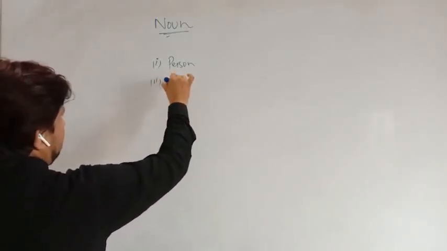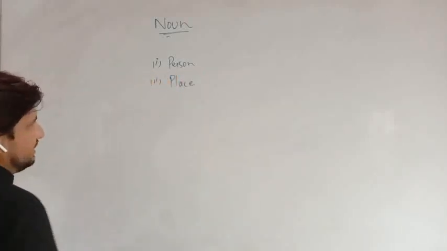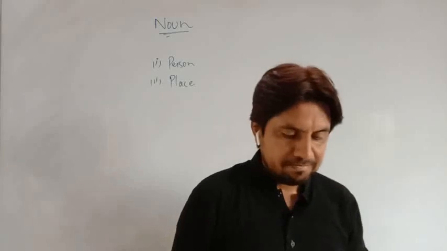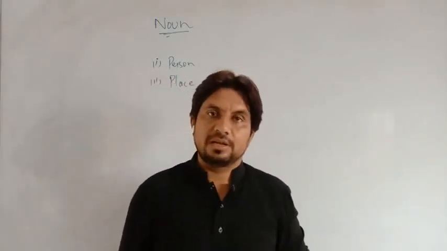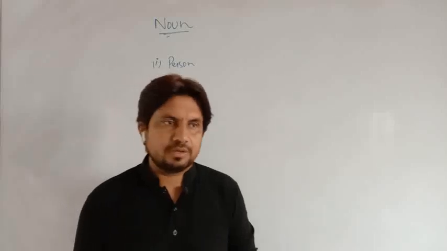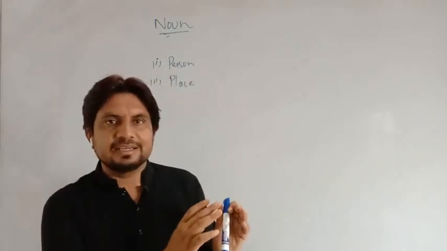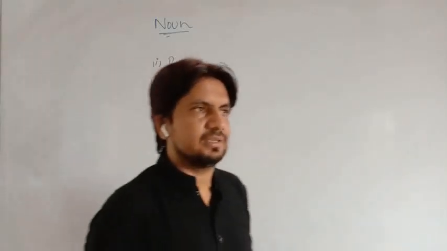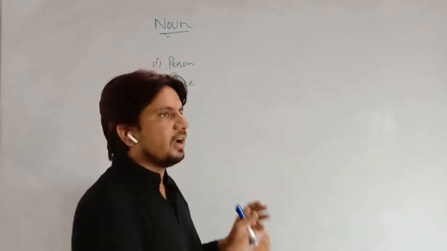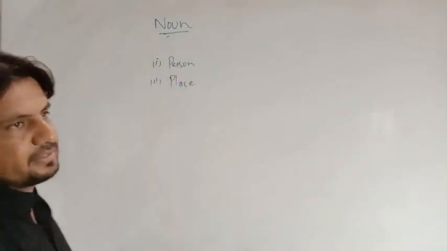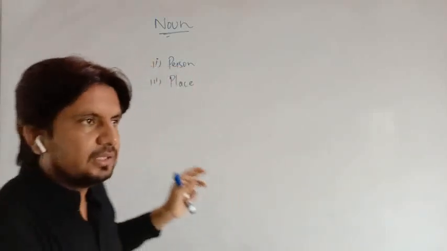The second one is related to place. What does it mean when we talk about place? It means like Pakistan, like park, like college, like school. All these are included in the list of places. When we are talking about persons or places, it means we are talking about noun. Here we are discussing the names of persons and the names of places. These 2 categories are included in the list of noun.